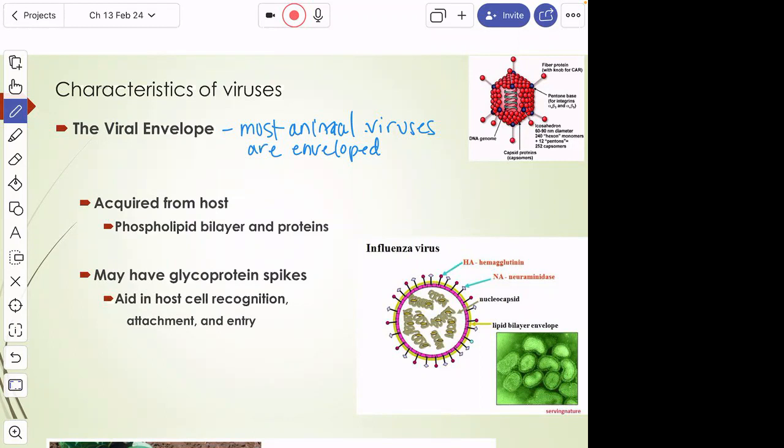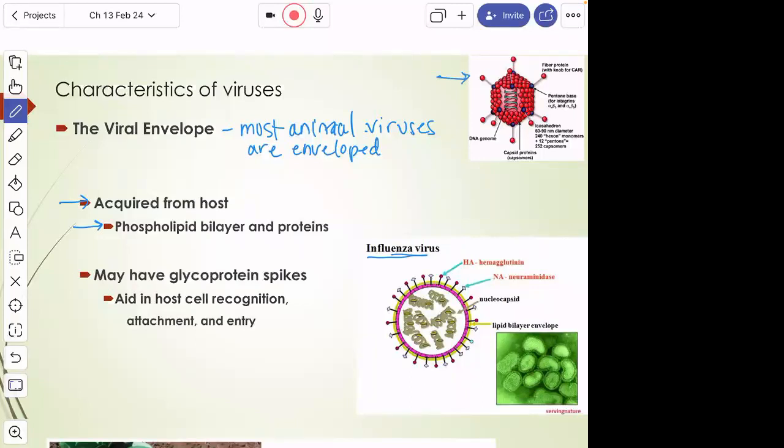Where do they come from? Remember, viruses tend to steal lots of things from their host. That envelope is always going to be acquired from the host. So when you think about the composition of the viral envelope, what are our membranes composed of? It's a phospholipid bilayer. So that's always going to be the composition of those membranes. They might have some glycoprotein spikes on the surface. For instance, the influenza virus has a couple of different kinds of spikes on the surface, and we're going to talk more about those later in the course when we talk more specifically about influenza virus.